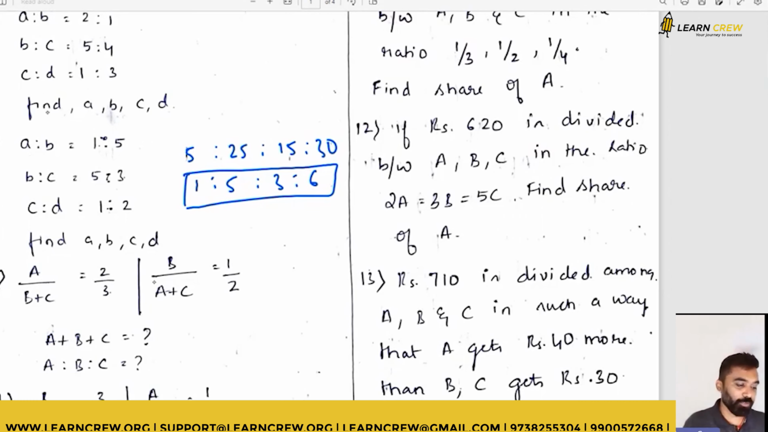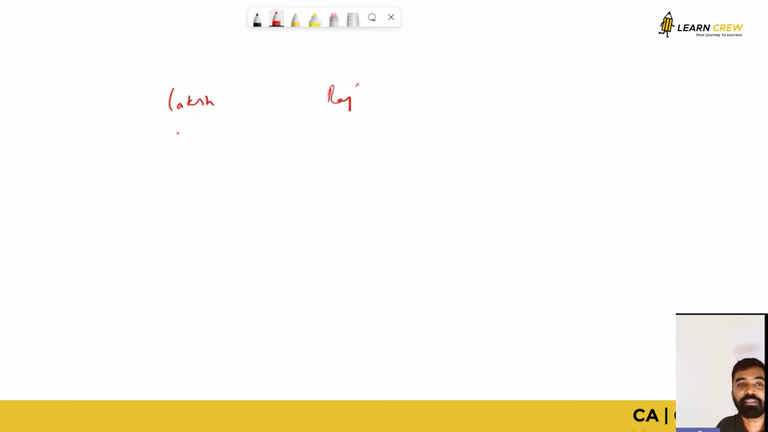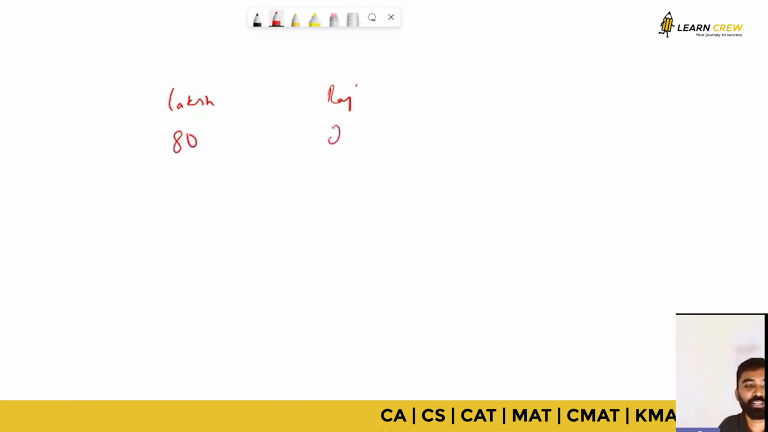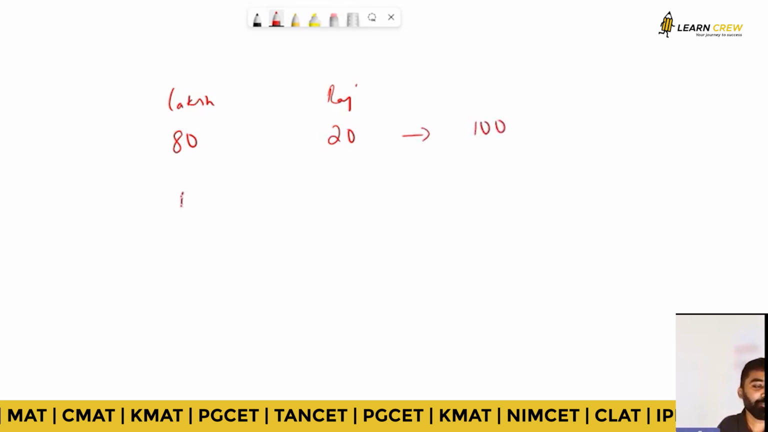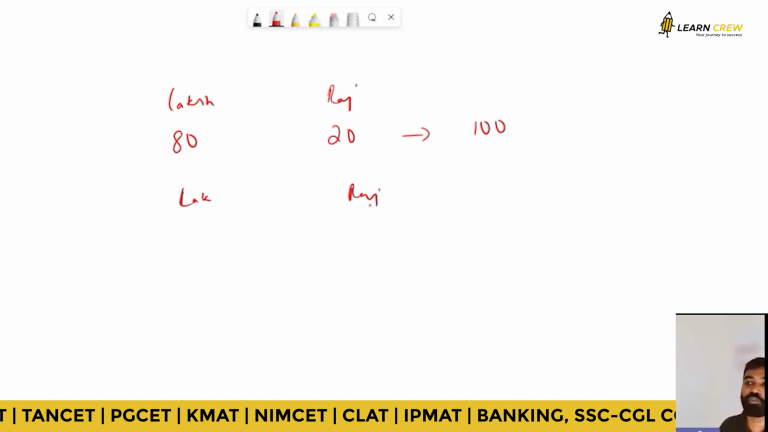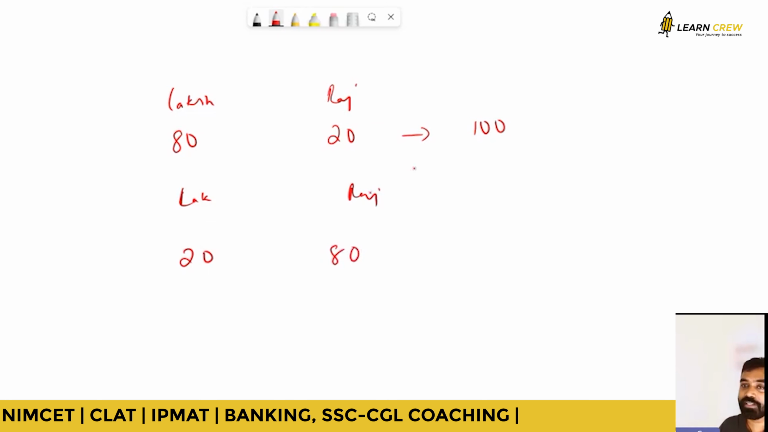Now the third one. I have 80 rupees and my brother has 20 rupees. How much is the total amount? 100. After some time, I swap the amounts whatever I have: 20 and 80.